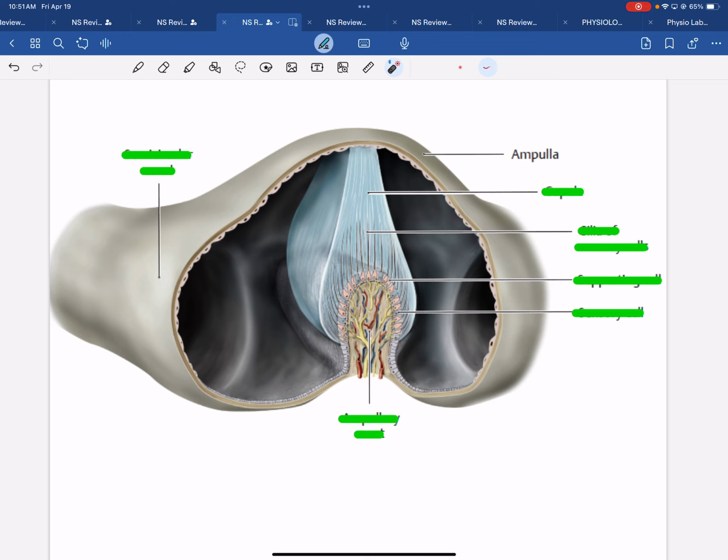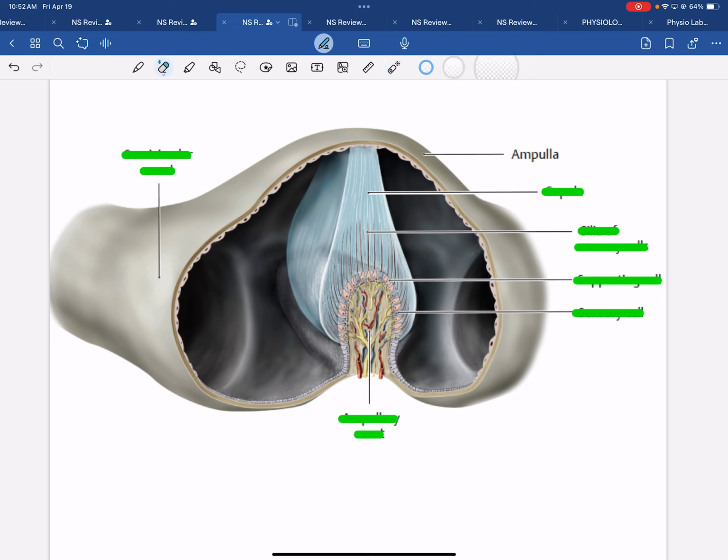Can we just go through it? Because to understand how the semicircular ducts work, I think you have to understand what's inside the ampulla, right? How do you know crista ampullaris? Is that in the lab manual, or is that a lecture thing? Lab manual. It says ampulla with crista ampullaris. Okay, got it.